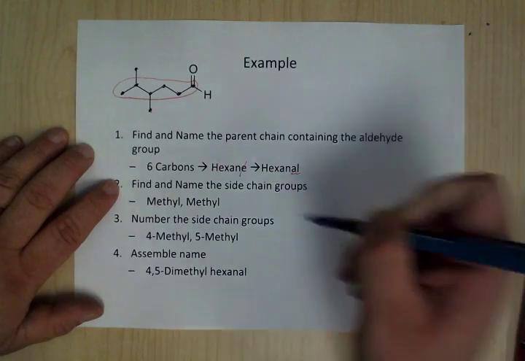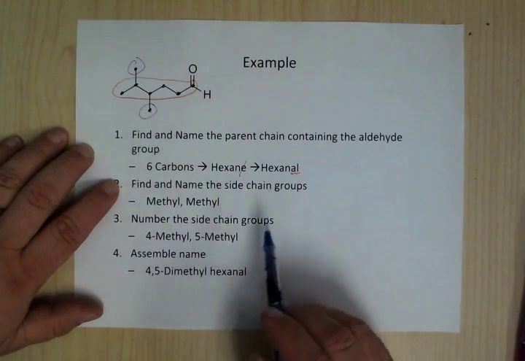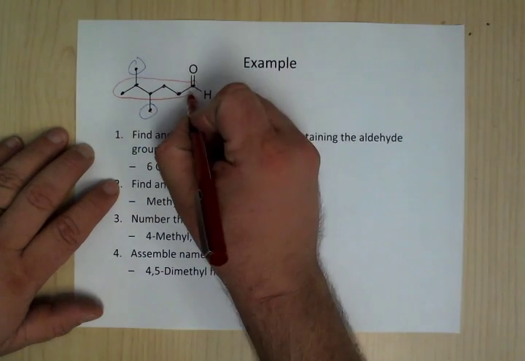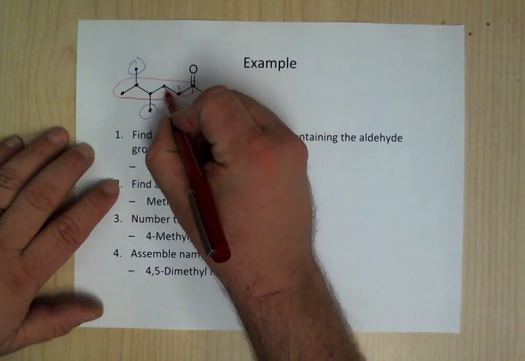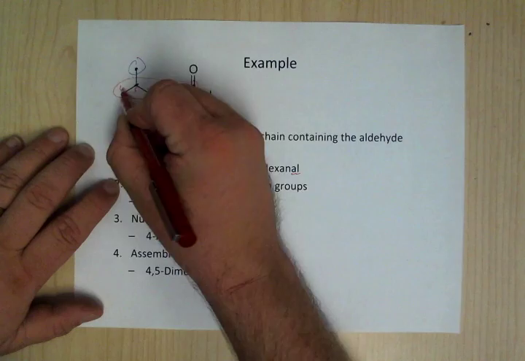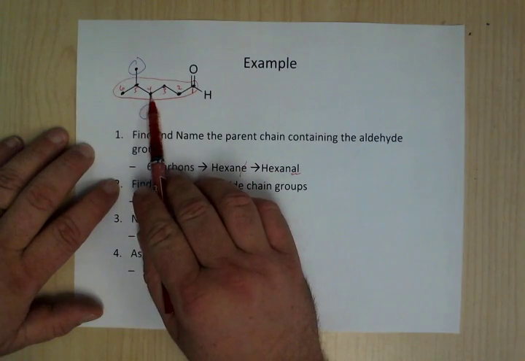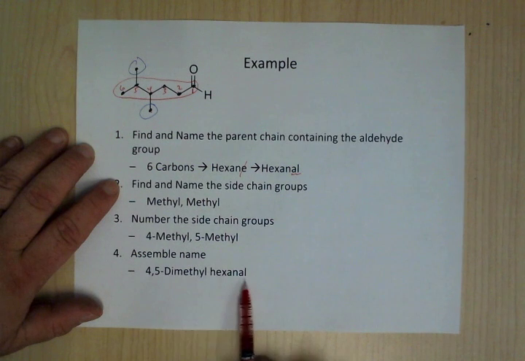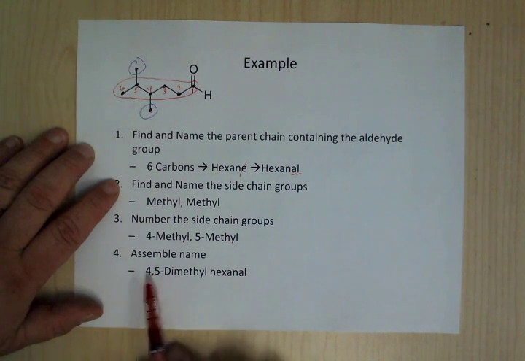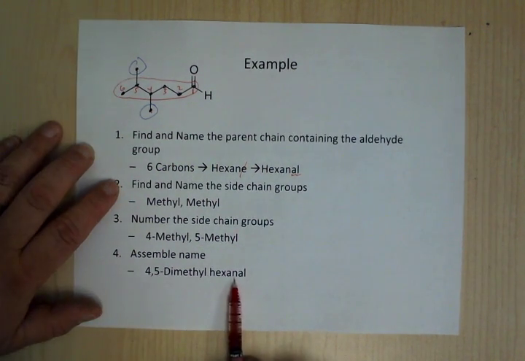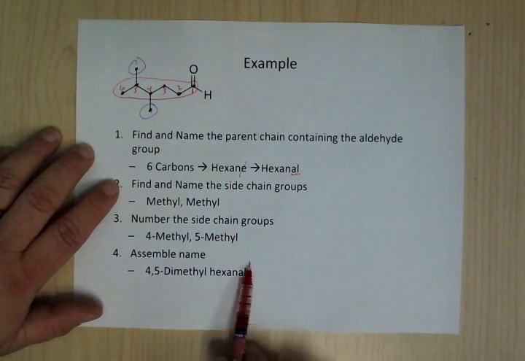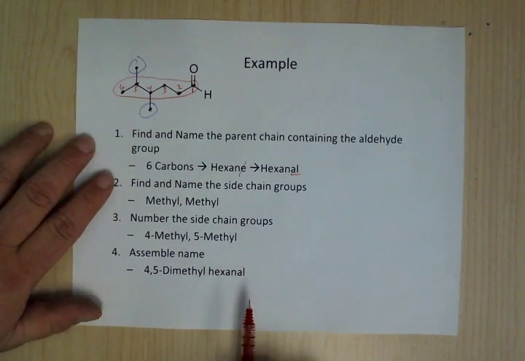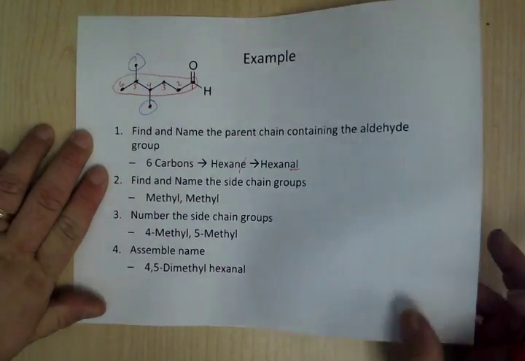Our side chains are going to be these 2 methyl groups here. The numbering is going to start at the aldehyde: 1, 2, 3, 4, 5, 6. So we have a methyl group hanging off of 4 and a methyl group hanging off of 5. It ends up being 4,5-dimethylhexanal. Now, if you wrote 4,5-dimethyl-1-hexanal, I'm not going to care. But this is probably the better name. You're going to know what you're going to do, so you're good.